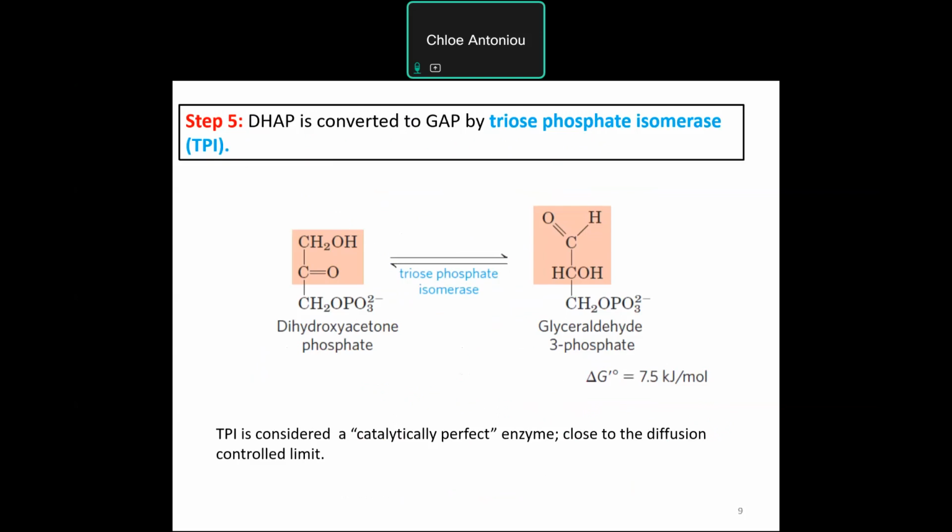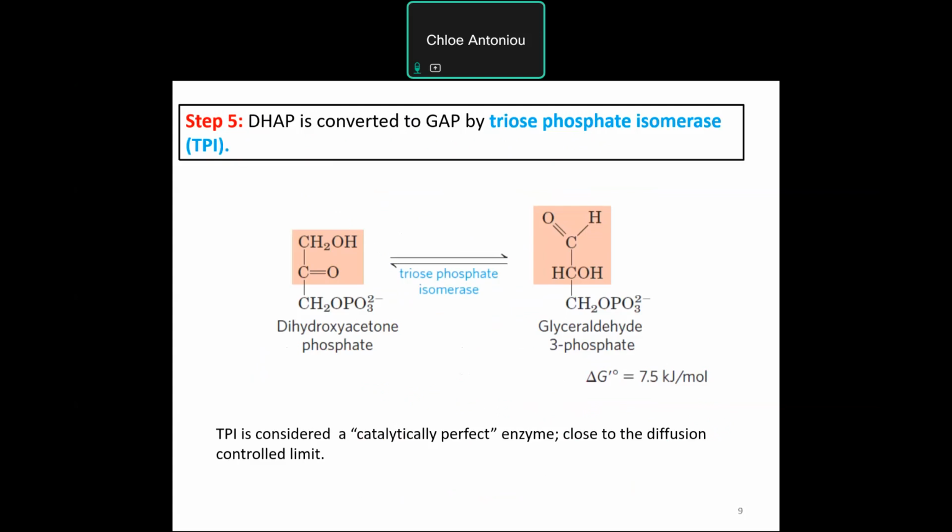What's step 5? DHAP gets converted to Gap. So you see what happened there? Fructose 1,6-bisphosphate got split into two, DHAP and Gap. And then DHAP becomes Gap as well. So essentially you get two molecules of glyceraldehyde 3-phosphate.